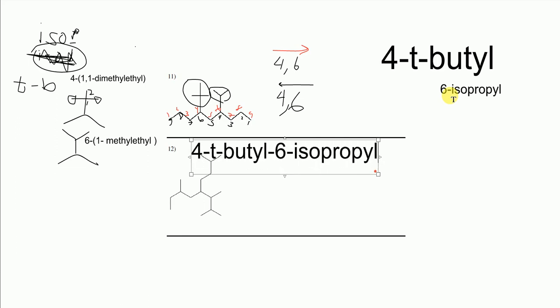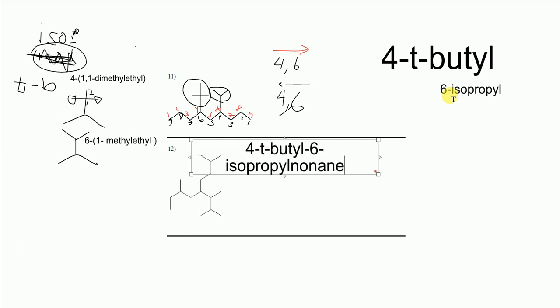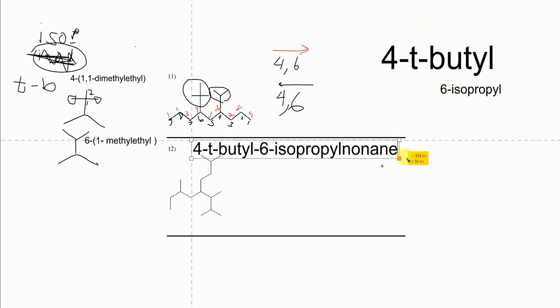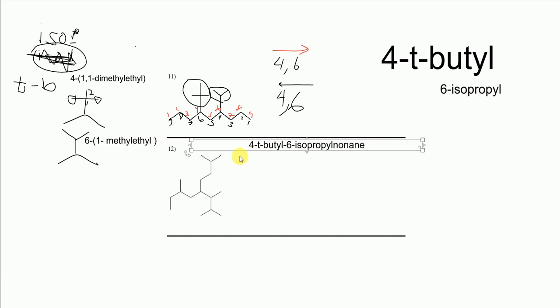6-isopropyl, and I have a 9-carbon chain. So that's the first name, right? Now if I do the other name, I have 4,1,1-dimethyl, and then I have 6-methyl, right? So these are very difficult to compare because I have the same numbering on them. I mean, the di doesn't count, so I have M, and I have ethyl and ethyl.